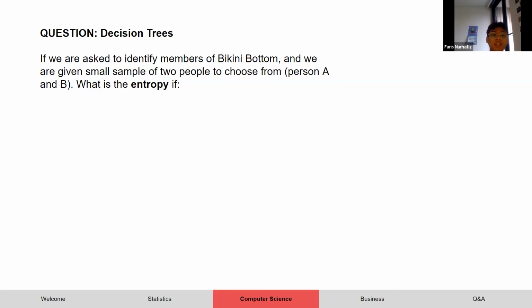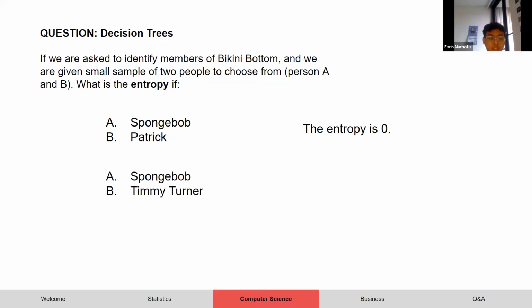So what is the entropy if we have A, SpongeBob, and B, Patrick, and we have to choose one of them and decide whether or not they are members of Bikini Bottom? Let's take about 3 seconds to think about the entropy. And the answer is the entropy is 0. But why exactly? Let's take a look at the second question, and then think about what entropy actually is.